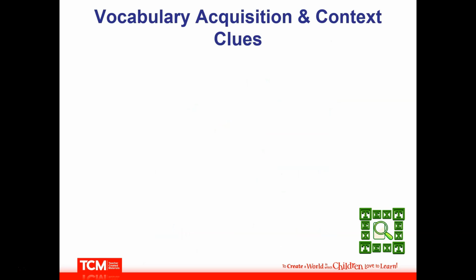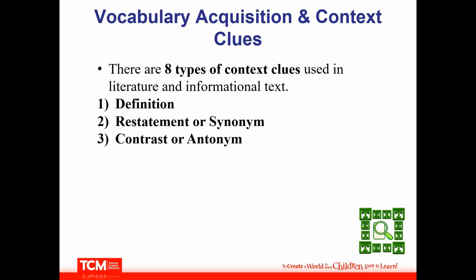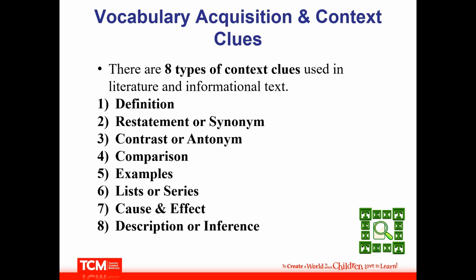And so what I want you to know, and you have all 8 of these context clues in your learning reflection guide, is that there are actually 8 types of context clues used in literature and informational text. Their definition, restatement or a synonym, a contrast or an antonym, comparison, examples, list or series, cause and effect context clues, and then description or inference context clues.